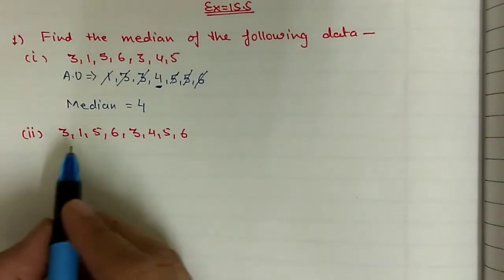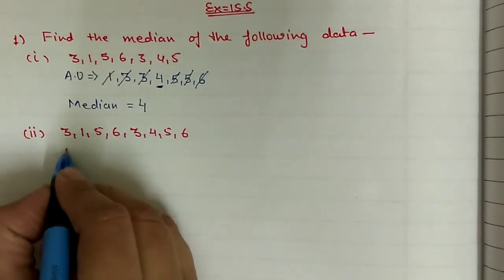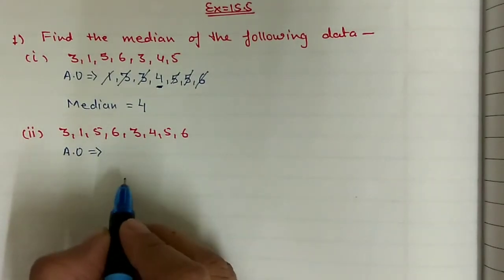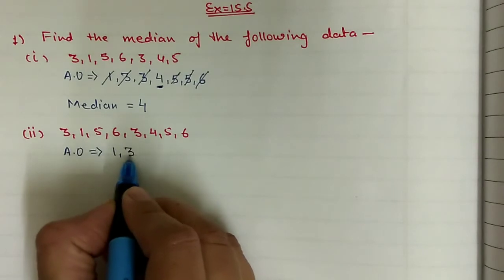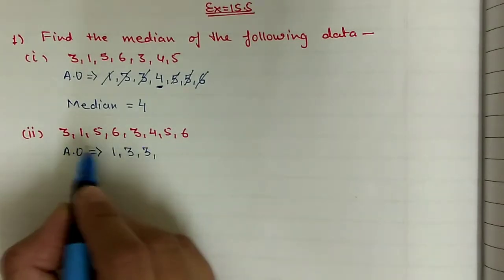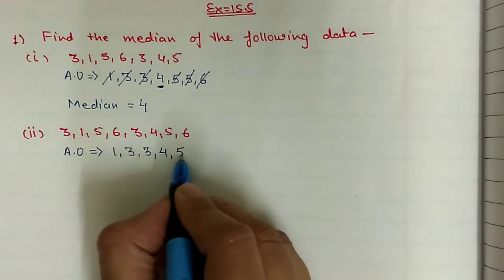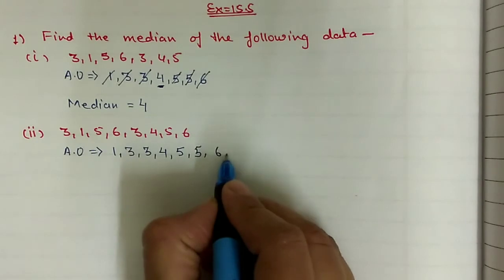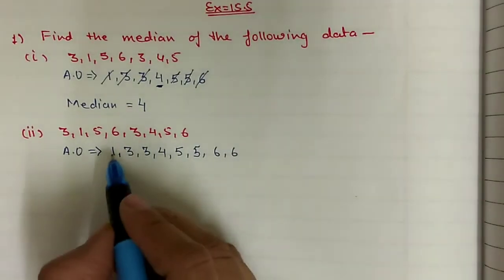Then second part, 3, 1, 5, 6, 3, 4, 5, 6. Again arrange the given numbers in the ascending order. You can arrange in descending order also. So 1, then we have 2, 3. Then next we have 4. Then 2, 5. And 2, 6.